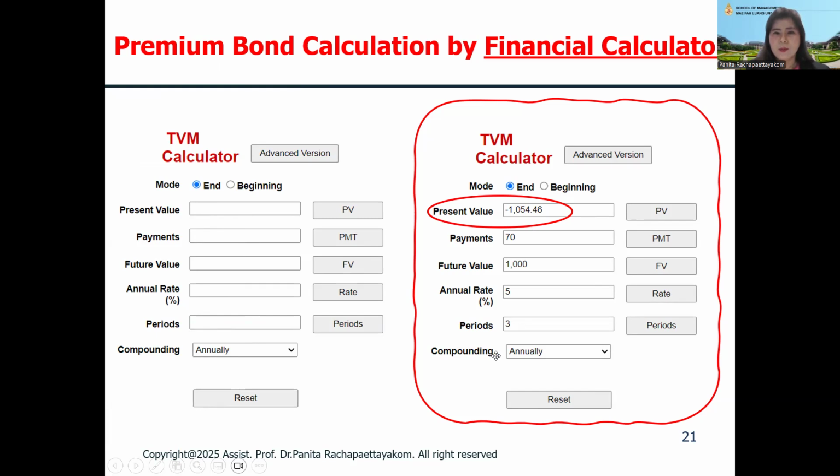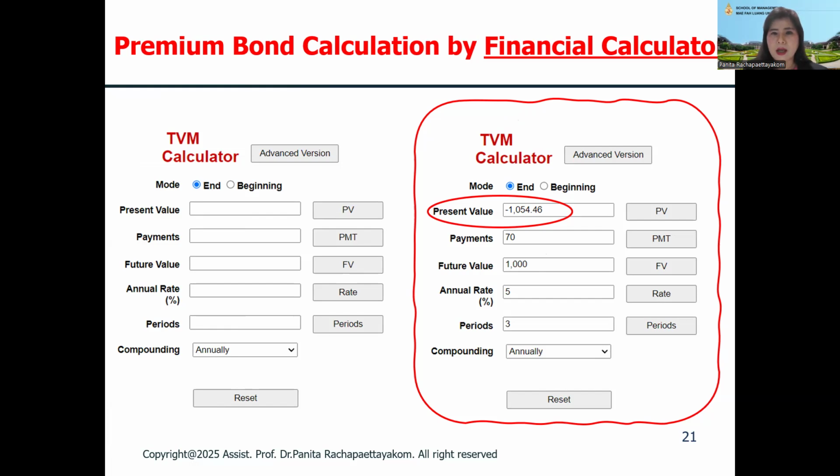So here you put the future value. The future value is the money that you will get at the end of the period. That should be 1,000. The period should be 3 years. The annual return is the yield that you get from this investment, that is 5%. The payment, PMT, is the coupon payment that the issuer will give you at the end of each year.